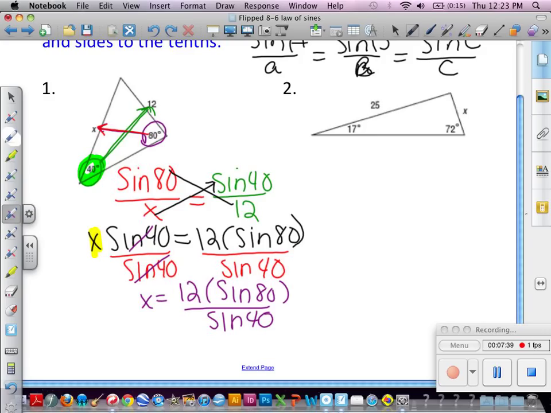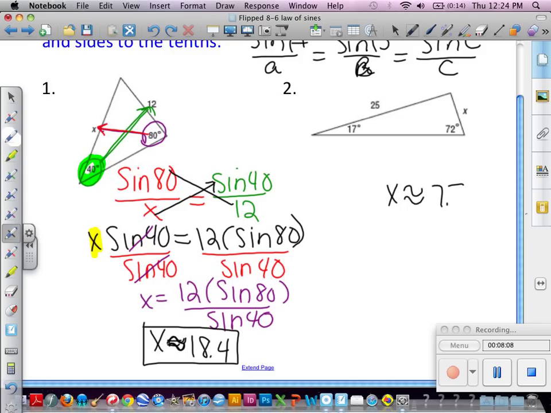Really take the time, pause the video, and make sure that you're able to get this answer. The answer to this problem, we're looking at a side, so it's approximately, we should be using some squiggly lines for approximation, 18.4. Number 2 is similar to number 1. I am going to give you the answer if you want to try that on your own. Go ahead, but I'm just going to give you the answer and continue moving on.